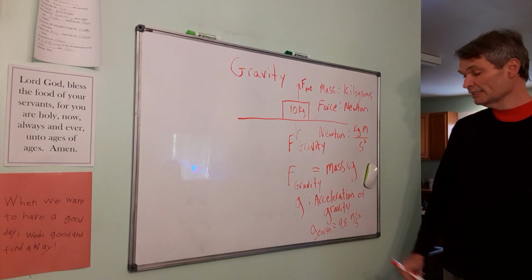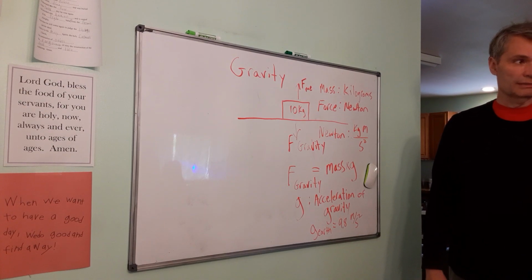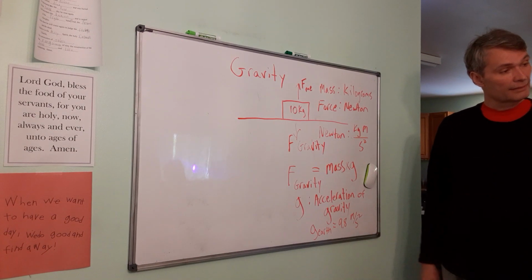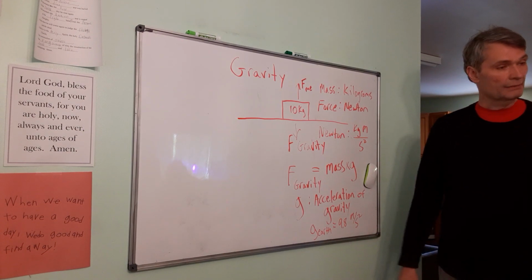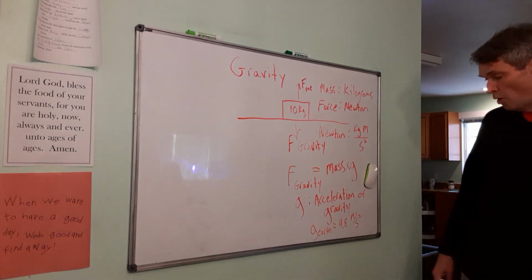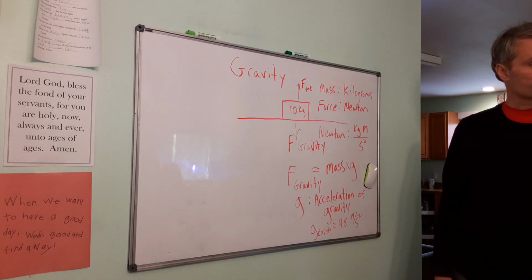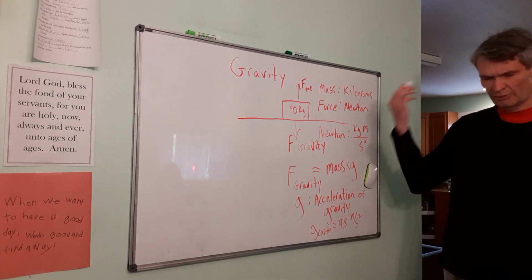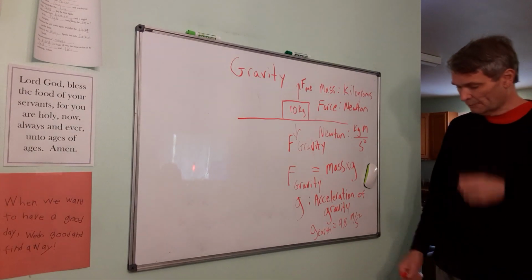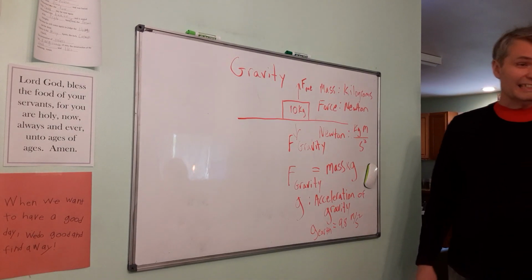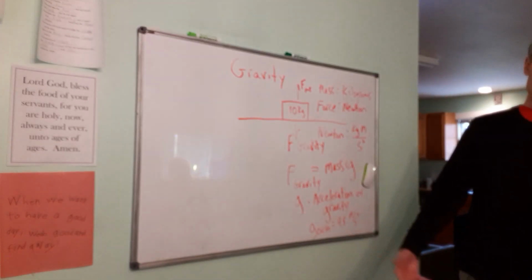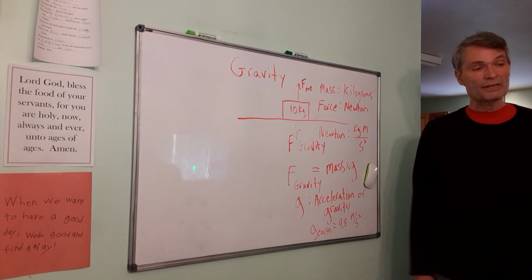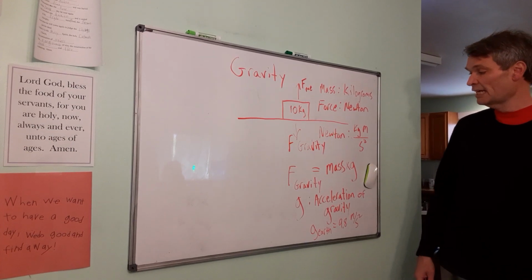If you were on the moon, this little g would be different. And if you were on Mars, it would be different. If you were on the moon, it would be like 1/6 of this. It would be much smaller, like 1.6 meters per second squared. I don't remember what the force of gravity on Mars is, but the idea is this little g is dependent on where you are in the universe. But since we're going to spend most of our time here on Earth, memorizing 9.8 meters per second squared is not a bad idea.